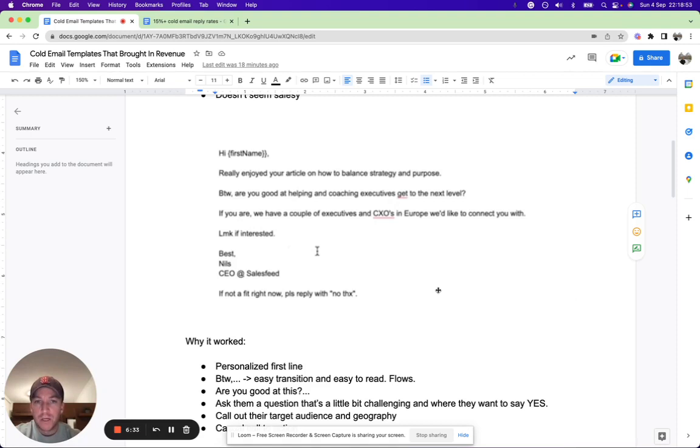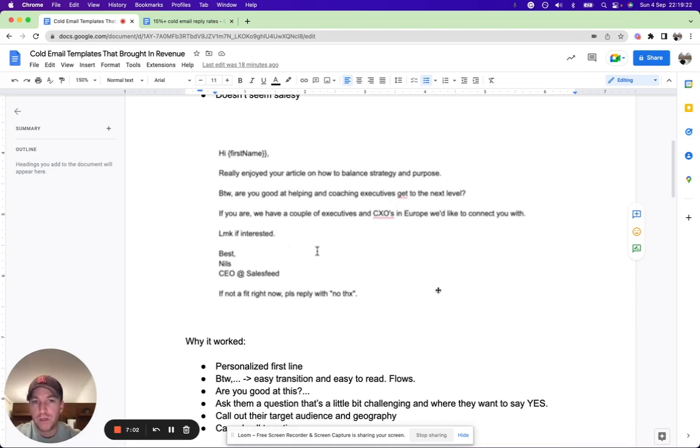So this first line is personalized. I was just looking at the website, and then on the first page, just pick out something that's on the first page. And there it was showcasing one of the articles that they've written recently, which was about strategy and purpose. Then second line, BTW. So by the way, are you good at helping and coaching executives to get to the next level?